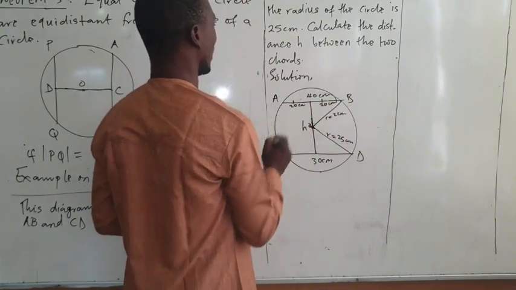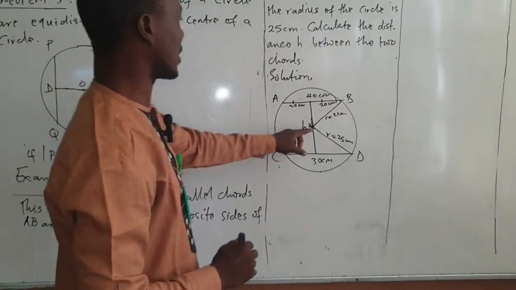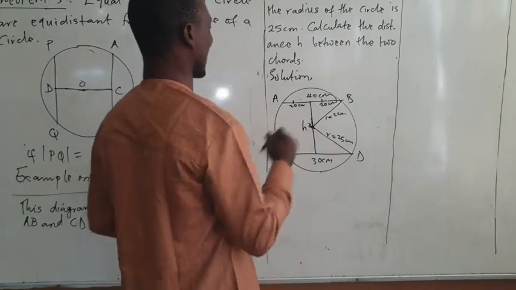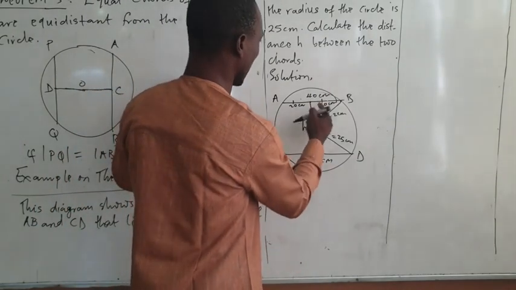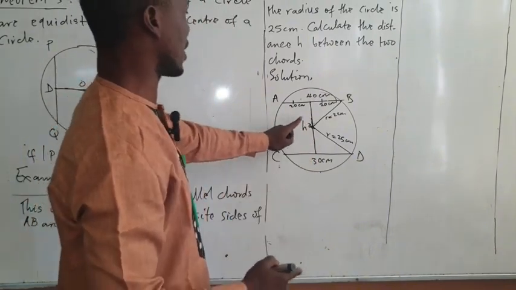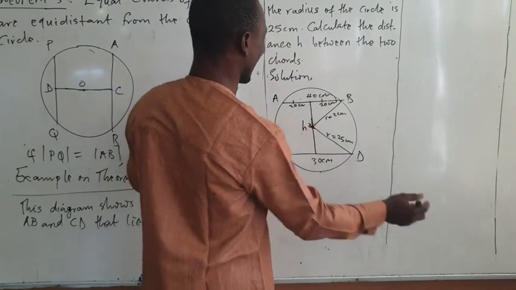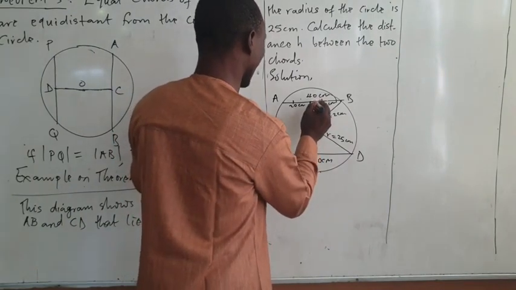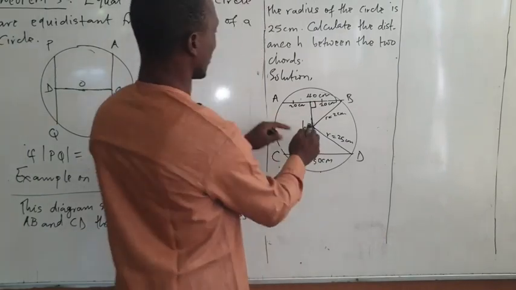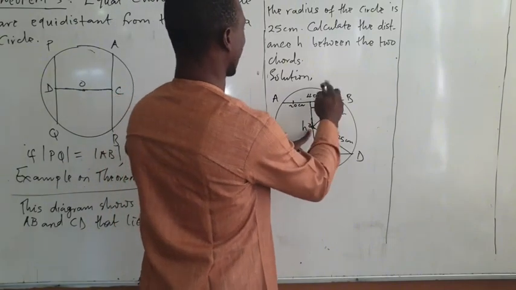Then the second theorem says a straight line drawn from the center of the circle perpendicular to the chord bisects the chord. So this bisects the chord, and a straight line drawn from the center of the circle to the middle point of the chord, which is not the diameter, is at right angle to the chord. So this is at right angle to the chord. That's the first theorem. Then the second theorem is a straight line drawn from the center of the circle to the middle point of the chord bisects the chord.